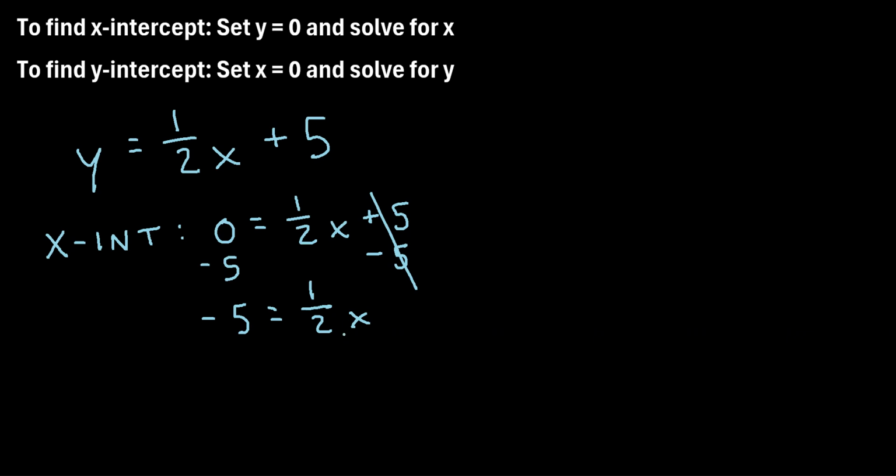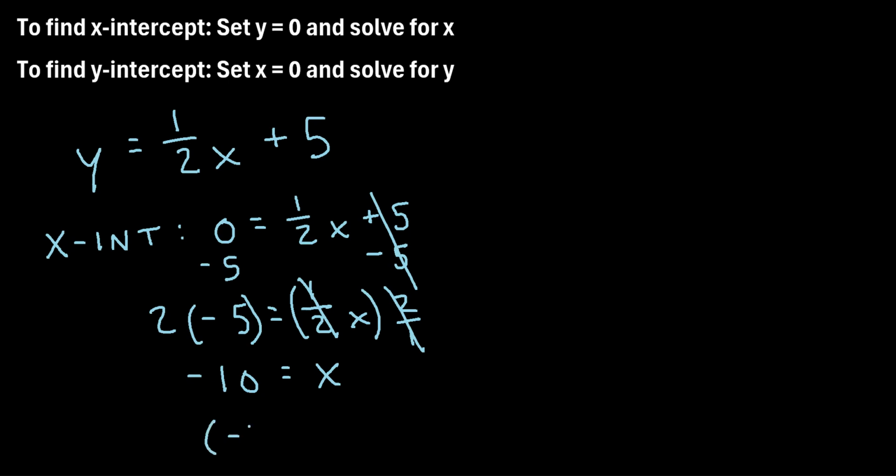Now to get x by itself, we can divide both sides by 1/2, or dividing by a fraction is the same as multiplying by the reciprocal. So that's where we flip the numerator and the denominator. So we can multiply both sides by 2, or 2 over 1. So let's multiply both sides by 2. On this left-hand side, we get 2 times negative 5 is negative 10, is equal to, when we do 1/2 times 2 over 1, we're just left with 1, or just x. So x is negative 10. If we wanted to write this as a coordinate pair, we would say negative 10, 0. This is our x-intercept.